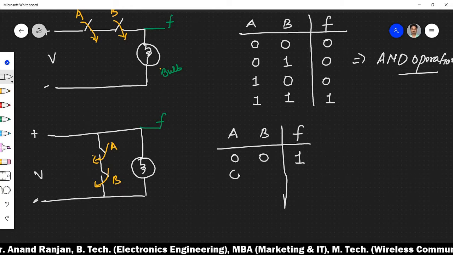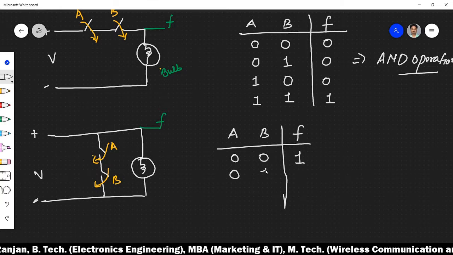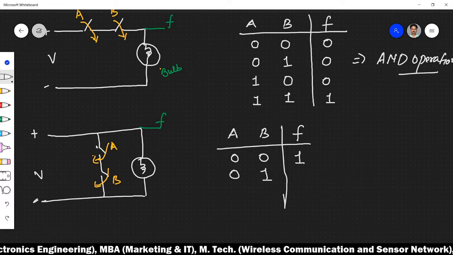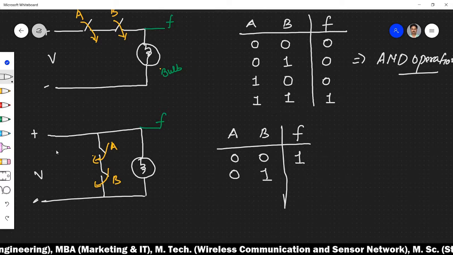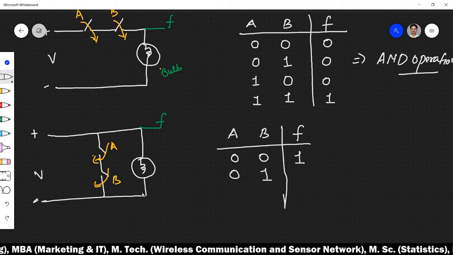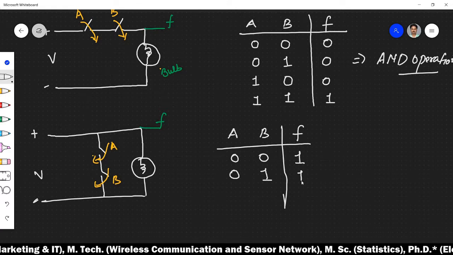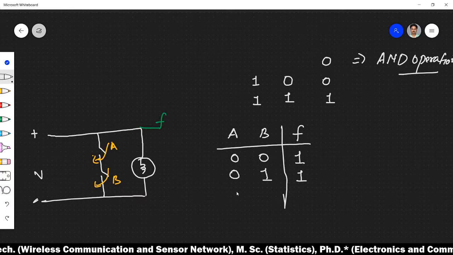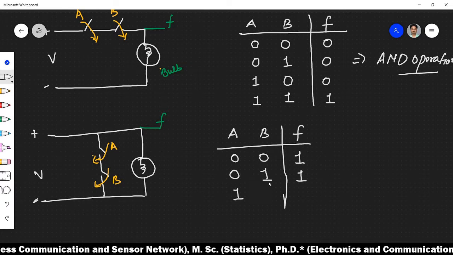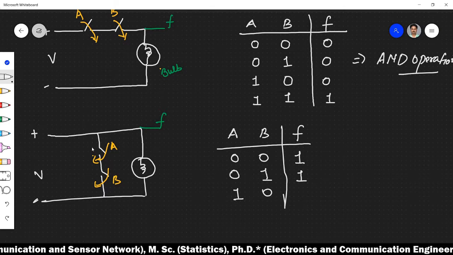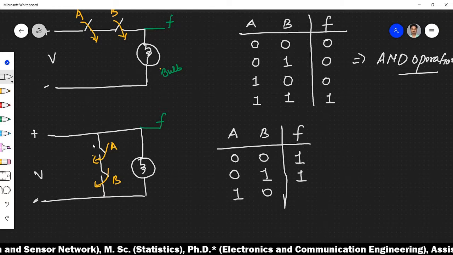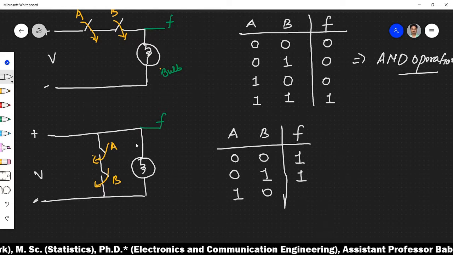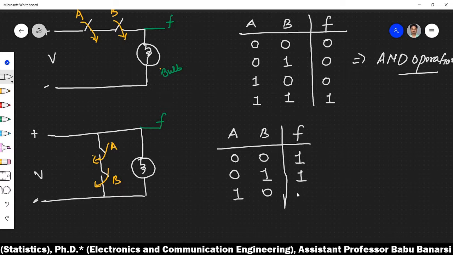If A is open and B is closed, then nothing changes in the operational ability. Of course there will be no path for the current in this branch. The entire current will flow across this bulb and of course this bulb will glow. In the third case again, we have a condition where A is closed and B is open. In this case again there will be no path for conduction of the current in this branch, and the entire current will flow across the bulb and this bulb will glow.